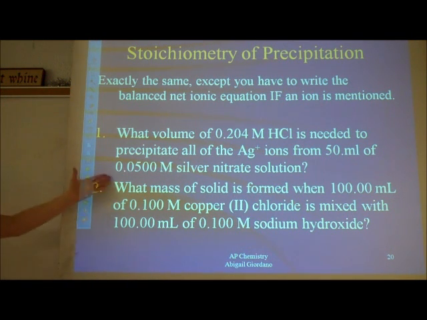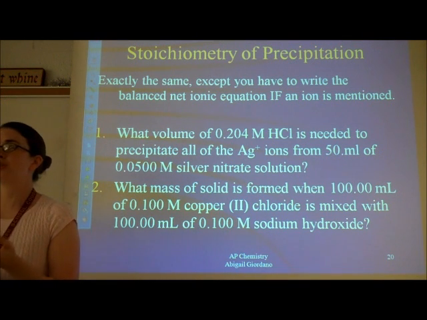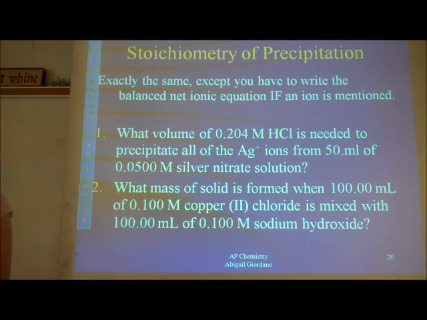Do you see anything about ions in number 2? No, neither do I. You still will need a balanced equation, but it doesn't have to be a net ionic equation. Okay? So the first step, and this is the very first thing we're going to do today: write out your reactants, predict your products, make sure it's balanced, and then do the math. Go!